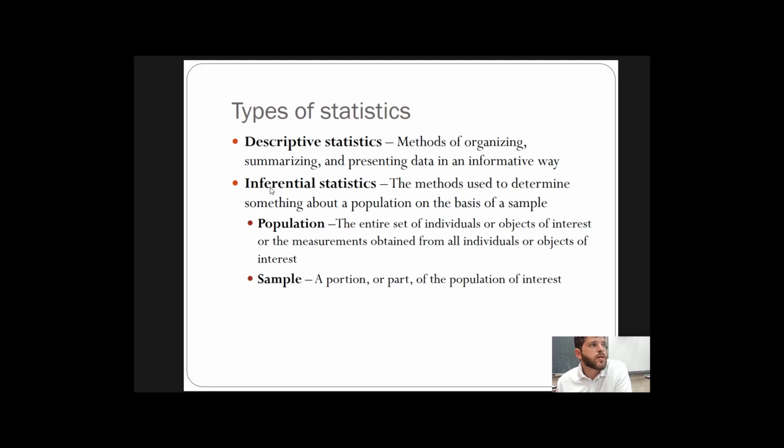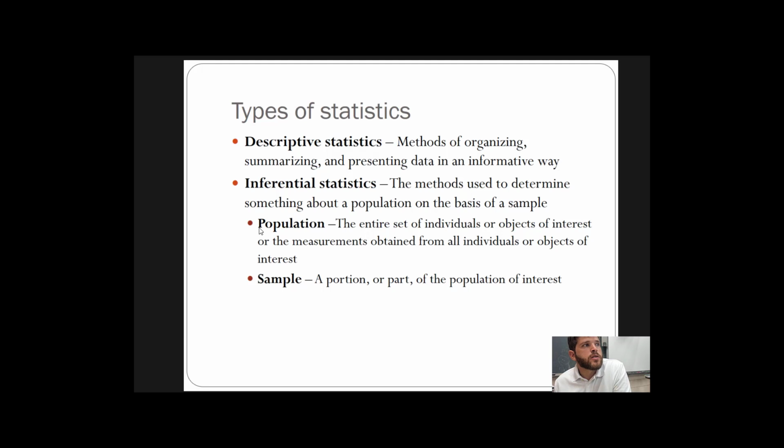Inferential statistics, the word infer in there, these methods are used to determine something about a population on the basis of a sample. So more often than not, when you're doing some sort of study or experiment, you're not able to get data from the entire population. So if you wanted to see what the average height of a Parkview student would be, it would be almost impossible to go measure every single student in the school. However, you could get a sample of students, measure those students, and then make some kind of conclusion based on that sample of the entire population.